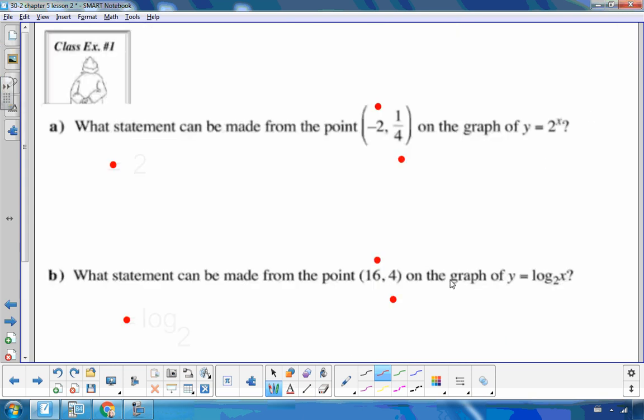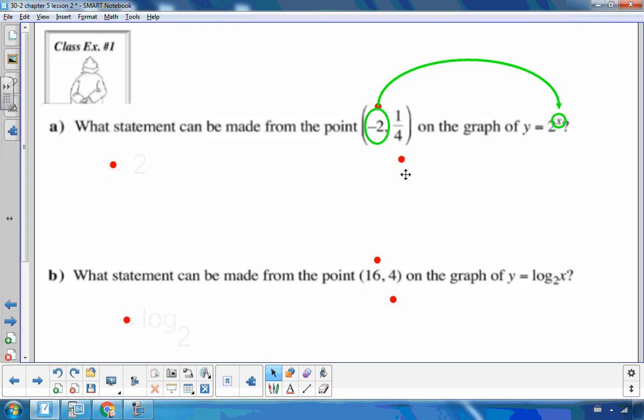So let's look at a couple of points on that graph. There is a point on the graph of 2 to the x that has coordinates of -2 and 1/4. So if I were to replace x with -2, I would get a y value of positive 1 over 4. There's my x value going in for x, my y value going in for y. Putting that together, I would have the equation that 1/4 is the same as 2 to the -2.